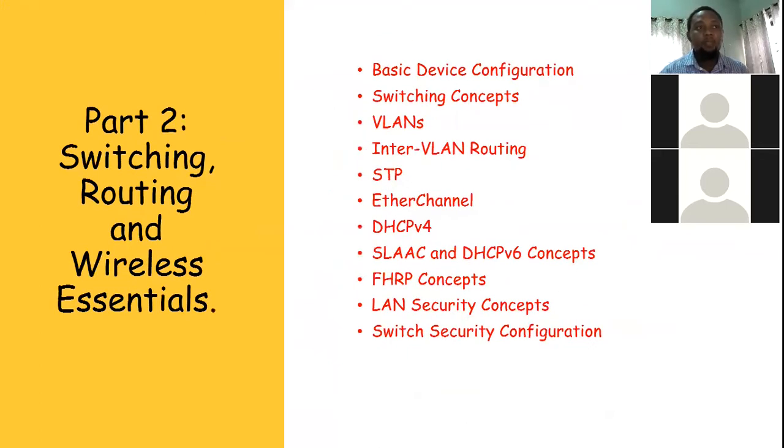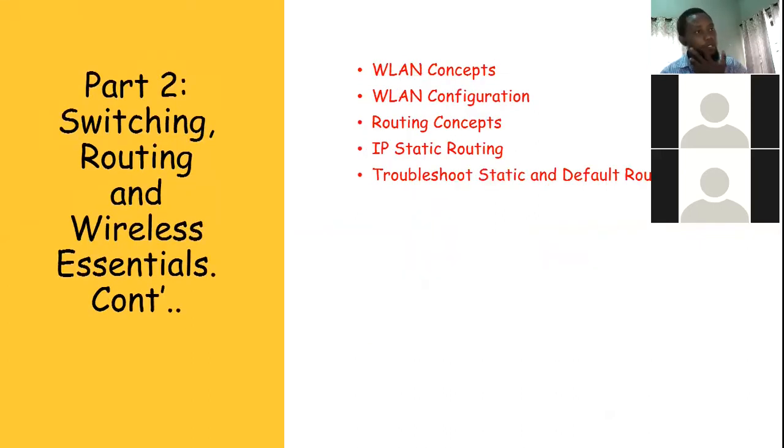Now, in the second part, we have more advanced lessons to cover. So we'll still just have a review of the device configuration again. We'll look at some switching concepts. We'll look at VLANs, we'll do inter-VLAN routing, we'll look at spanning tree, EtherChannel, DHCP. We'll look at SLAAC. We have DHCP version 6. We'll look at FHRP, LAN security concepts, and we'll look at some switch security considerations.